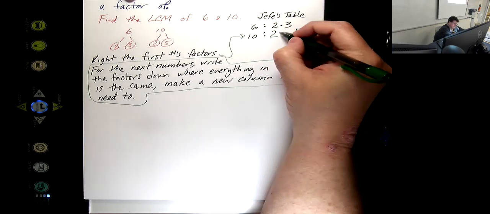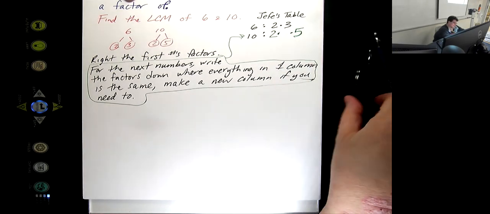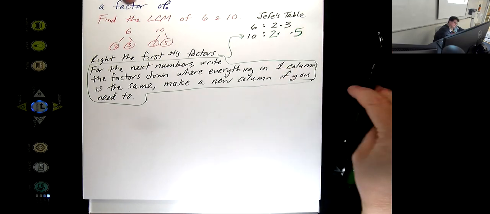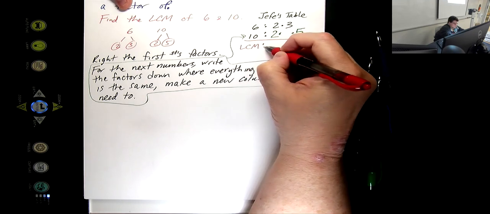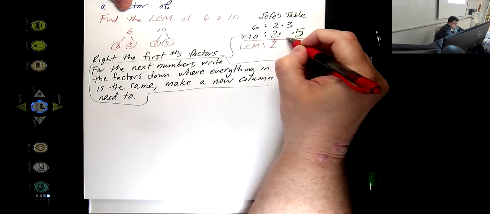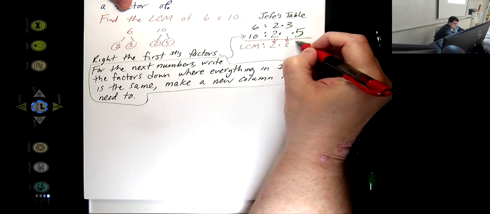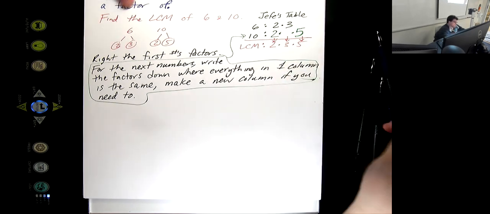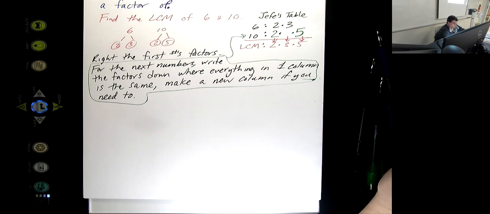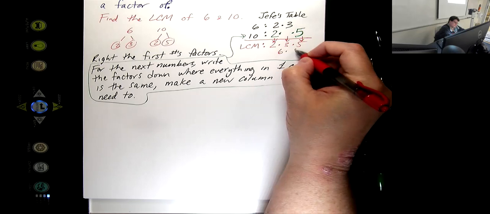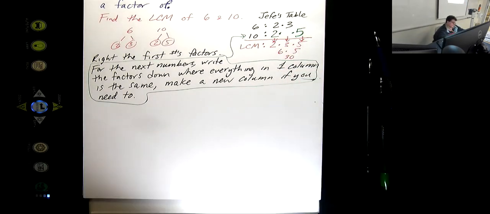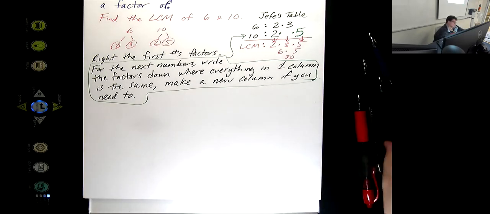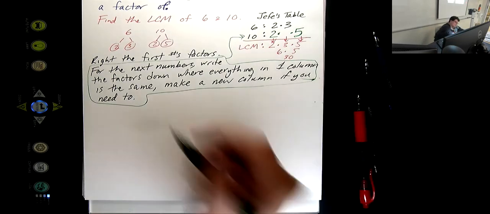All right, so the LCM is just bring down the number from each column and multiply them together. Two times 3 is 6. 6 times 5 is 30. The least common multiple of 6 and 10 is 30.